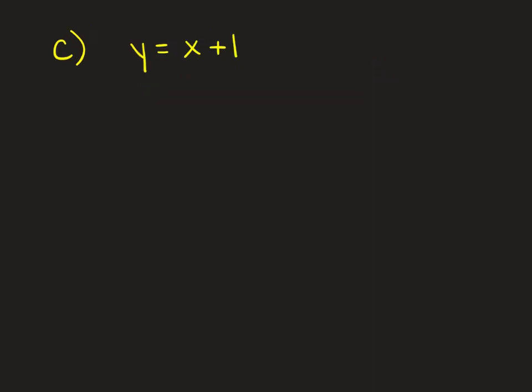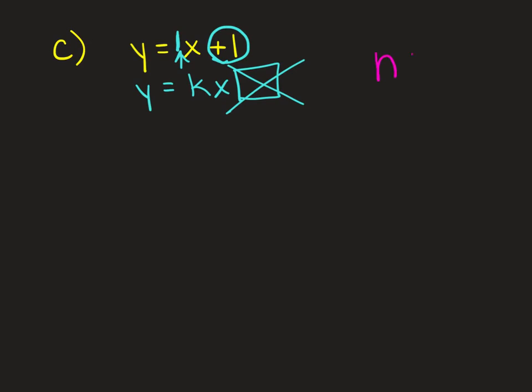Now we have another equation, y equals x plus 1. We want it in the form of y equals k times x. Well, the number in front of x would be an invisible 1, and we do have that, but this plus 1 on the end makes it not work. It doesn't have a plus 1 here, so that does not work. This is not a proportional relationship.